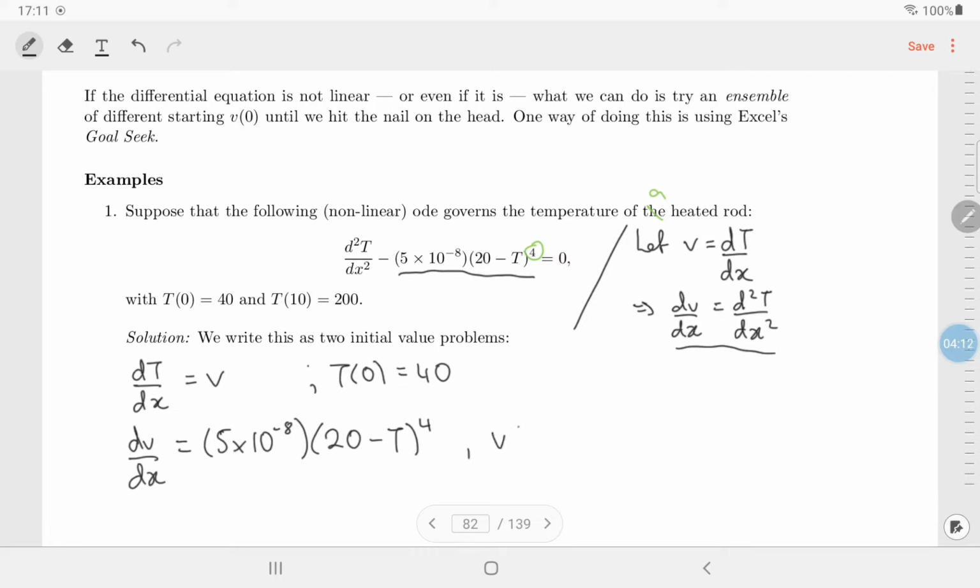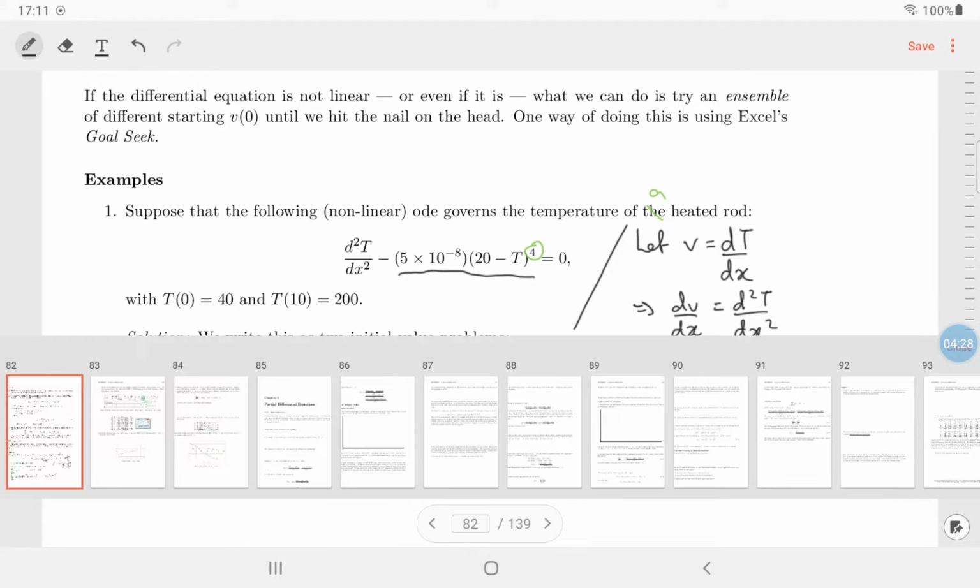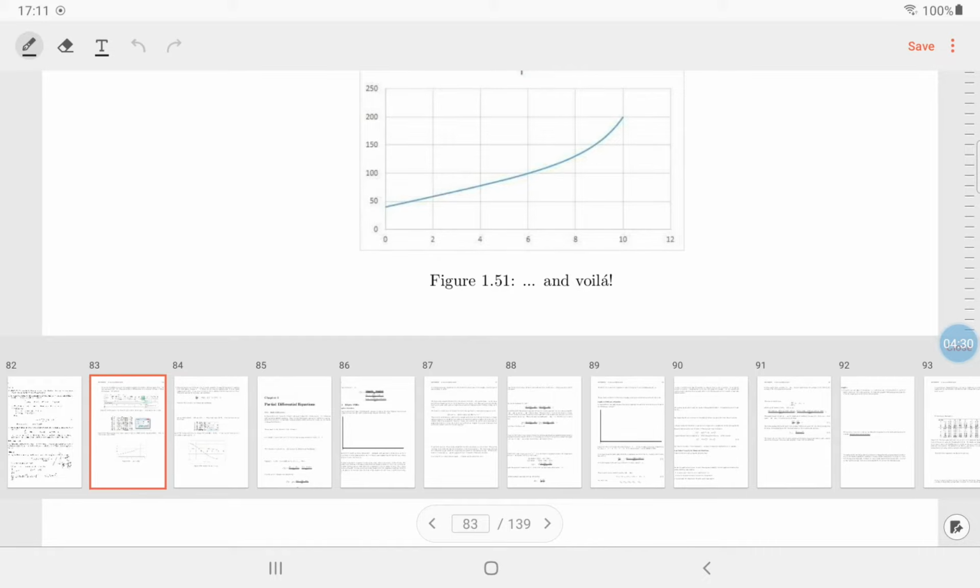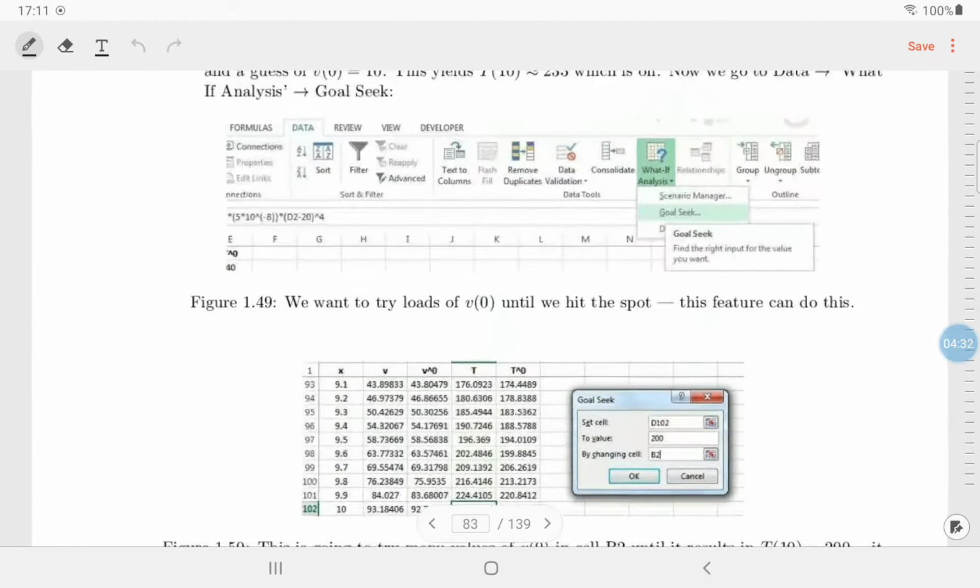But the thing is, I do not know the initial value of this. So you're not going to do this by hand, no way. It's just completely not feasible. So we'll look at doing it in VBA.